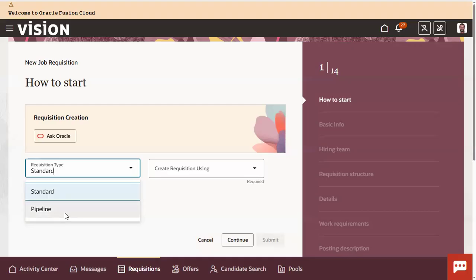Pipeline means in future we are expecting some requirement. Currently we are going to collect the resource profiles. When the requirement comes, we will communicate with them immediately and try to get the recruitment and onboarding process going. That's what we have: two types of requisitions. This is one of the important questions in interviews.